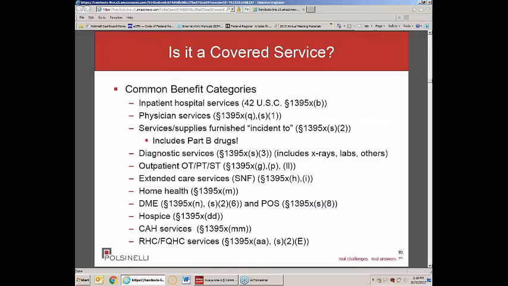This slide provides just a high-level overview of some of the common benefit categories. These are all found in the statute, and we have all the statutory cites here if you want to go look them up. But certainly not comprehensive here. But these are the most common. We've got inpatient hospital services, physician services, incident to services, which we'll talk about a little bit later, includes Part B drugs in some cases. Diagnostic services, therapy, durable medical equipment, home health, hospice, etc.